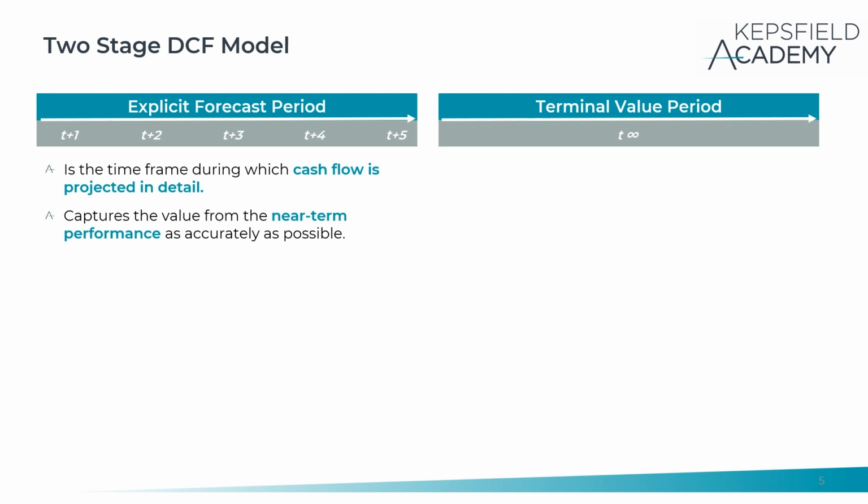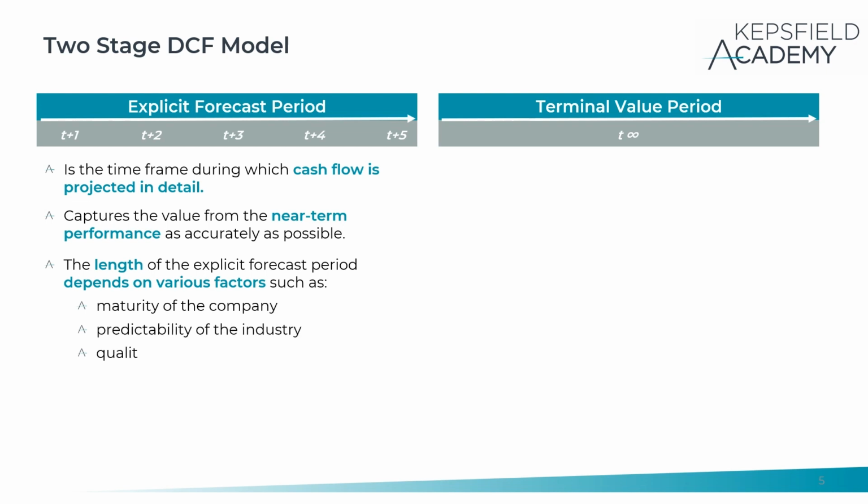Determining the length of the explicit forecast period in a DCF valuation involves balancing several factors, including the company's stage of development, industry characteristics, data availability, and the analyst's expertise. Mature and stable companies in predictable industries may require shorter forecast periods, while fast-growing or early-stage companies in rapidly changing industries may need longer periods to capture growth potential. The quality of available data and the analyst's confidence in projections also play a crucial role.